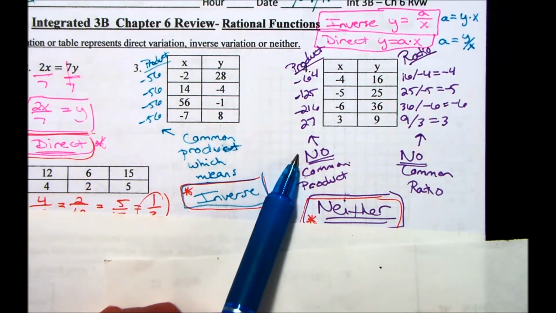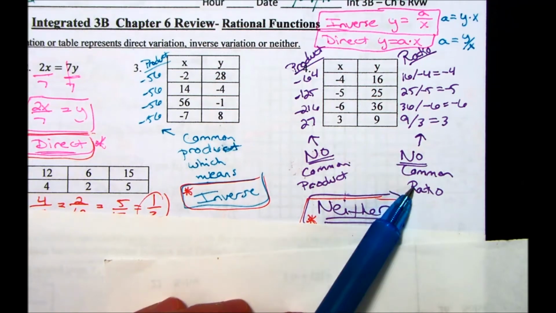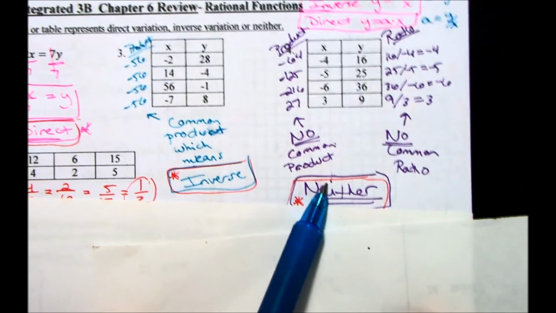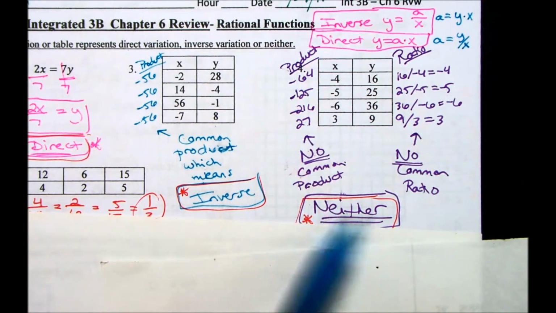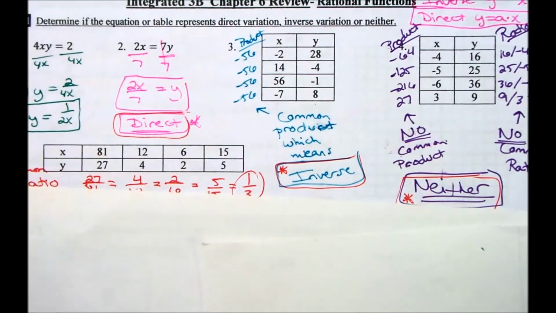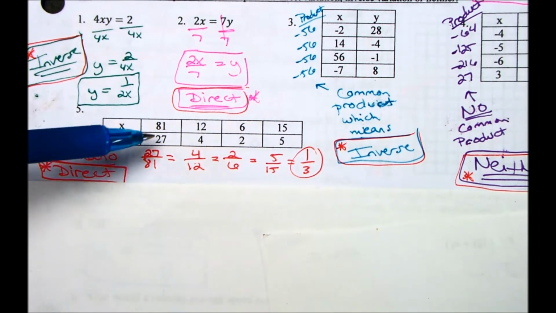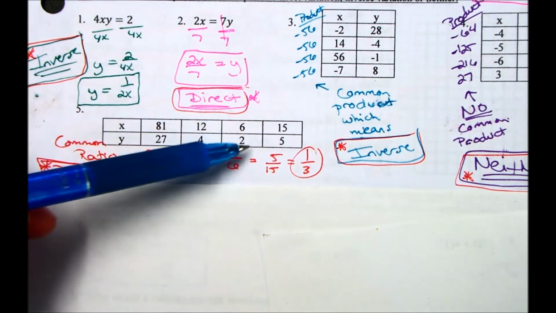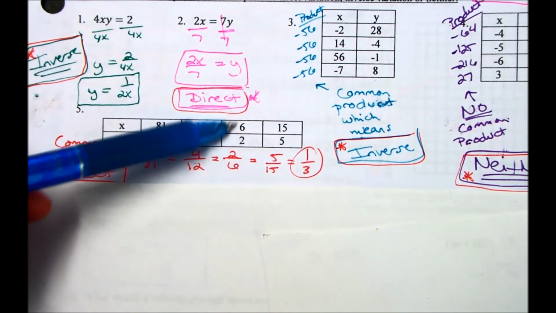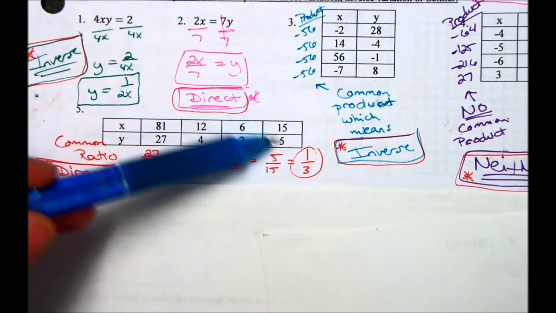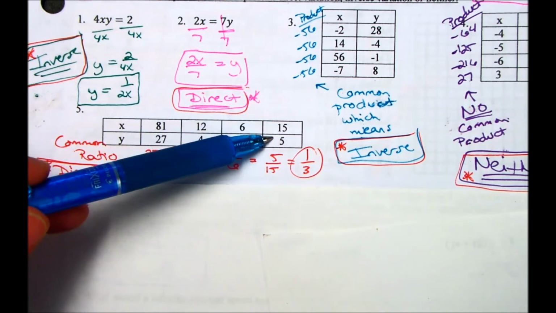So if there's no common product and no common ratio, then it would not be direct or inverse, so it would be neither. And then the last table here is written horizontally, but again, it doesn't matter. If I took my y's times my x's, I would not get the same thing. I can just check that right here. If I multiplied, I would get 12, and I multiply here, I'm going to get 75.